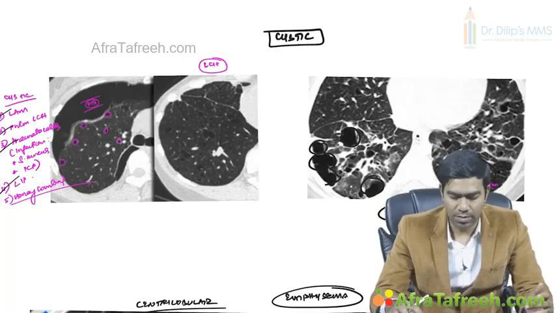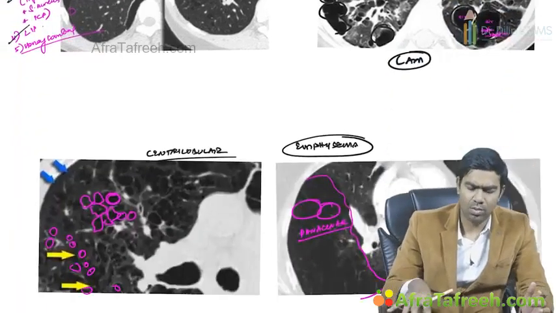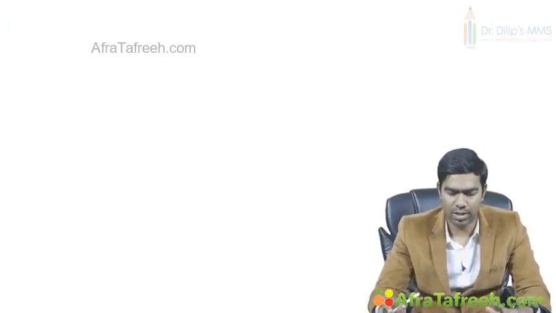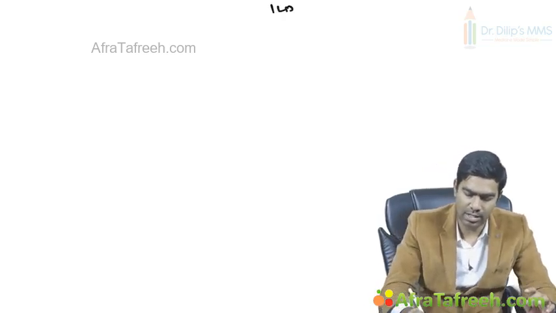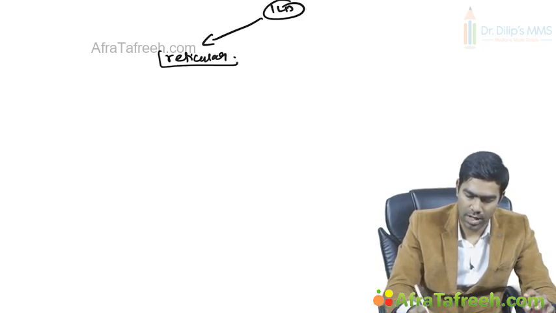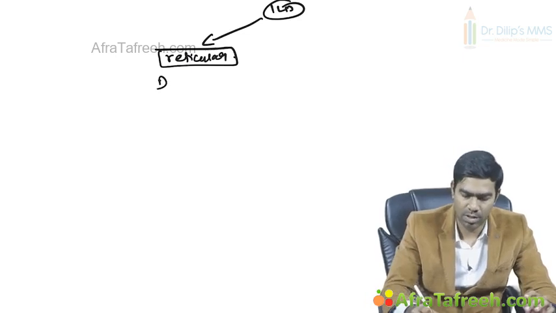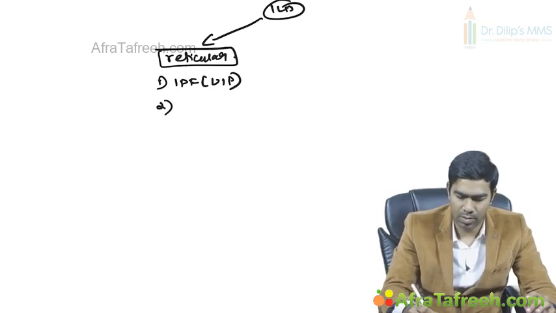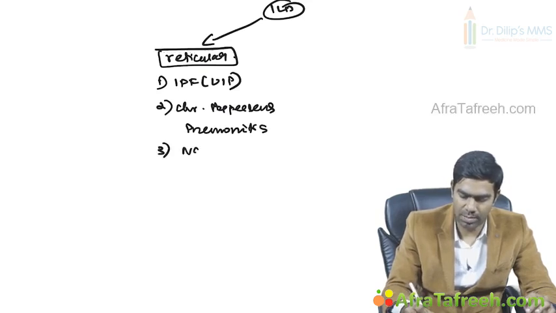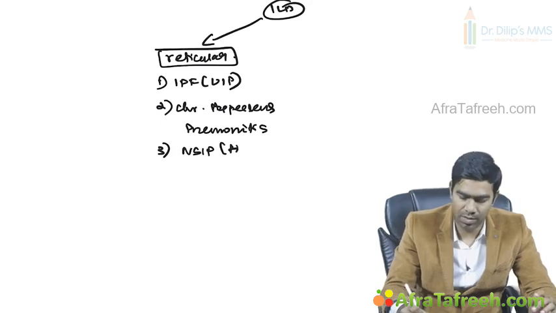Clear? So with this we have seen almost everything with regards to ILD. Now let us try to consolidate. What are the ILDs that are going to produce reticular appearance? Number one, always IPF, that is UIP. Second, chronic hypersensitivity pneumonitis can produce reticulation. Third, you can get it with NSIP, but rare, typically with fibrotic NSIP.